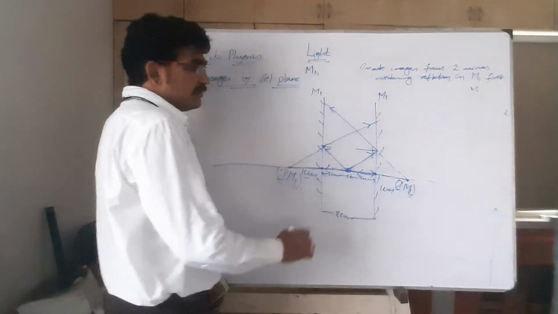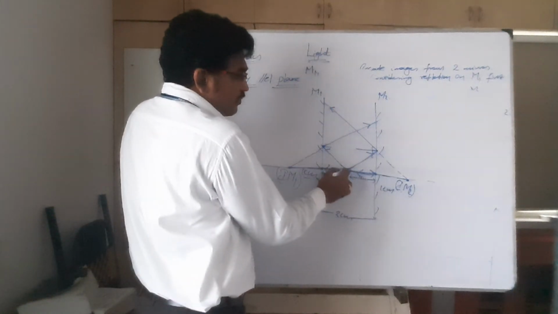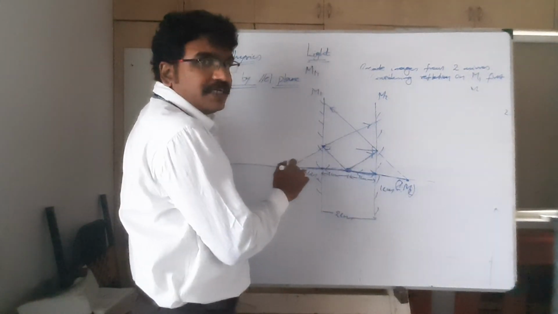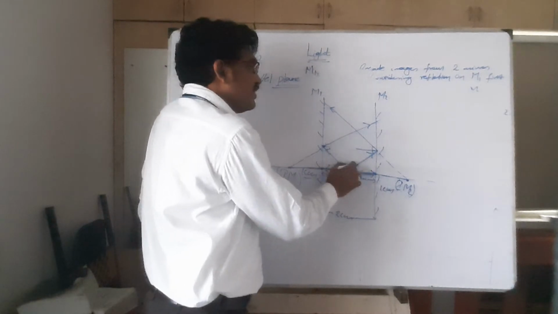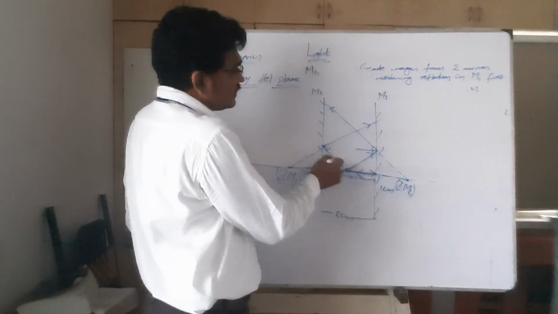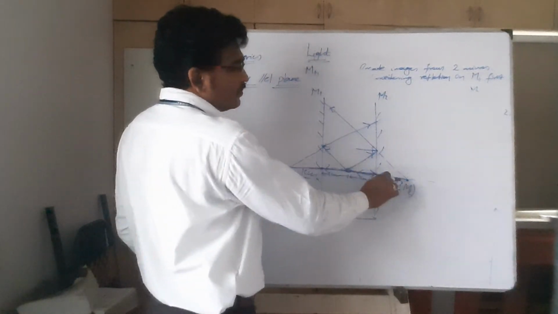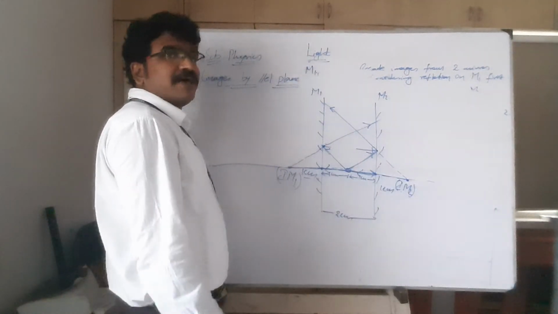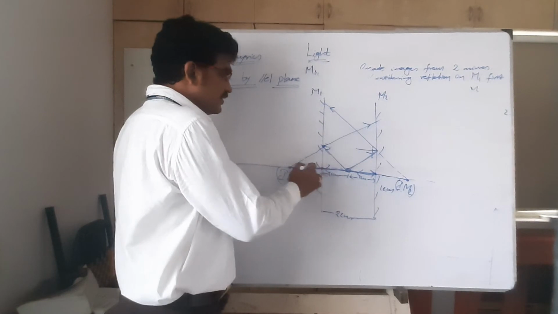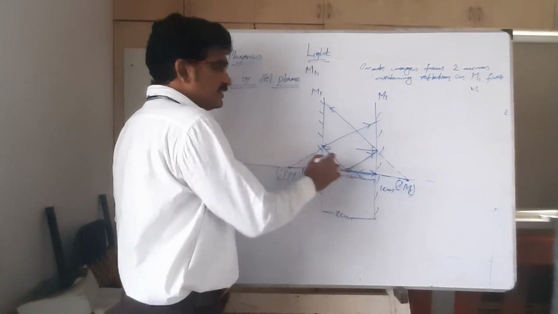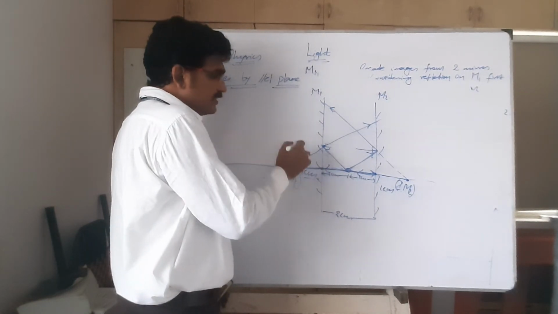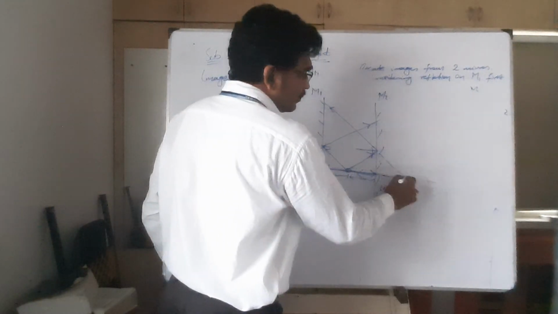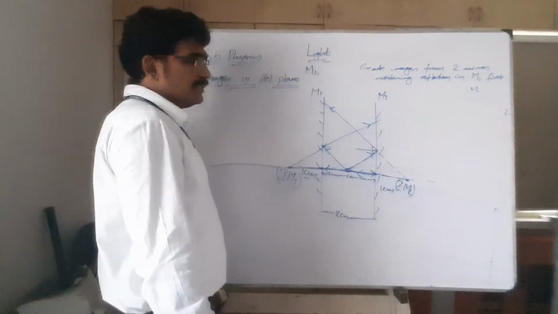So you see here, at a time I have taken two incident rays. One ray striking M2, another ray striking M1. Now this is the first image formed by M2. This is the first image formed by M1. At what distance is it from M1? Here the object distance is 1 centimeter, so image distance also 1 centimeter. So here also image distance is 1 centimeter.